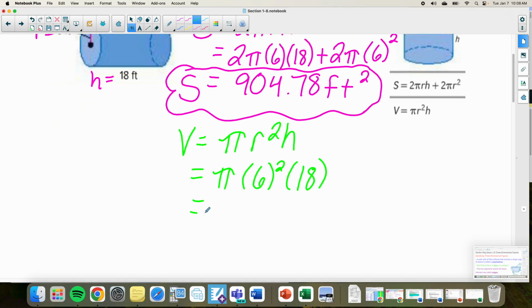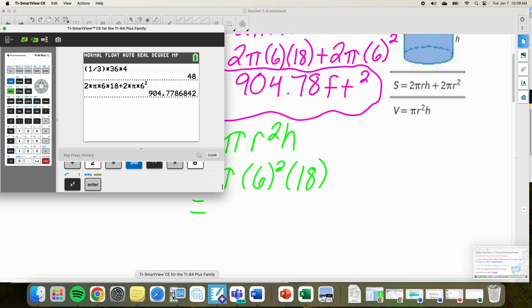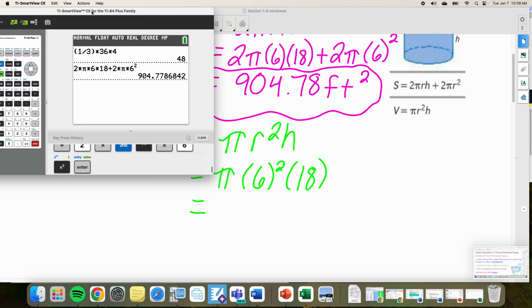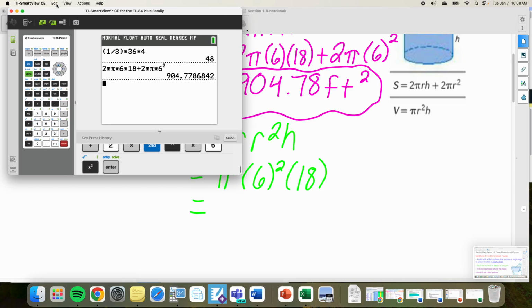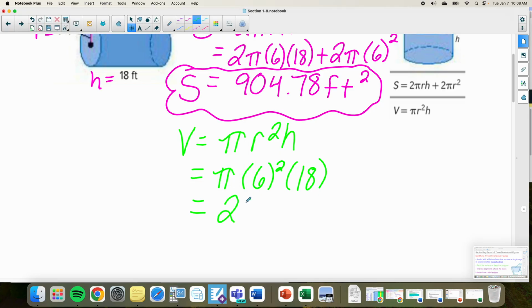Okay? So I am going to look here, and what we have is second up arrow for pi times, and then you're going to go 6 and then your x squared key times 18. And did you guys get 2035.75? So 2035.75, and this is volume, so it's feet cubed.